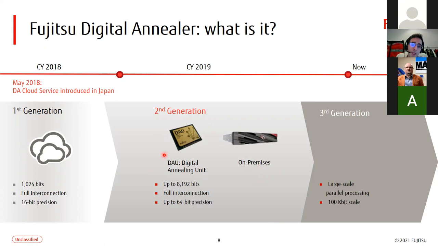And the third generation, which is coming right now, relies on large scale parallel processing and is able to handle 100 kilobit scale, so 100,000 bits, also with full interconnection between the bits and up to 64 bit precision. So this is good news. Right now, we are also testing some new improvements on this, and I hope that maybe in the near future we can share with all of you some improvements on this third generation.